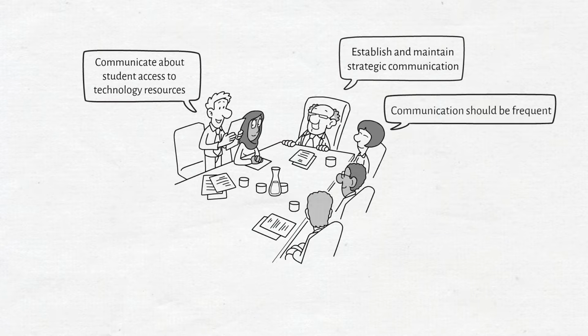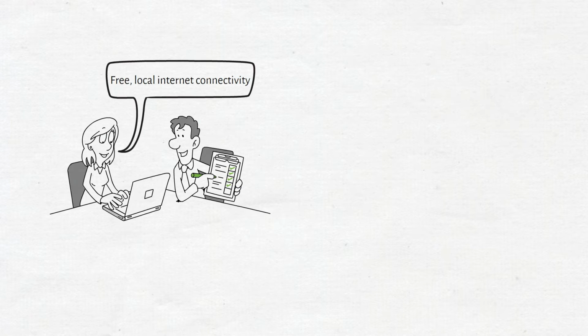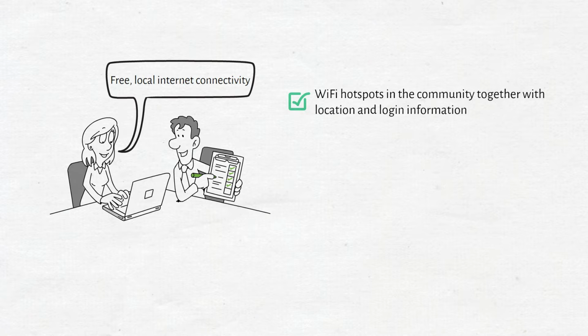The communication between teachers and families must be frequent since circumstances can change anytime during the school year. Providing information about free, local support for internet connectivity is another way to help families facing inequitable digital access. A list of Wi-Fi hotspots in the community can be created with details about their location and login information.